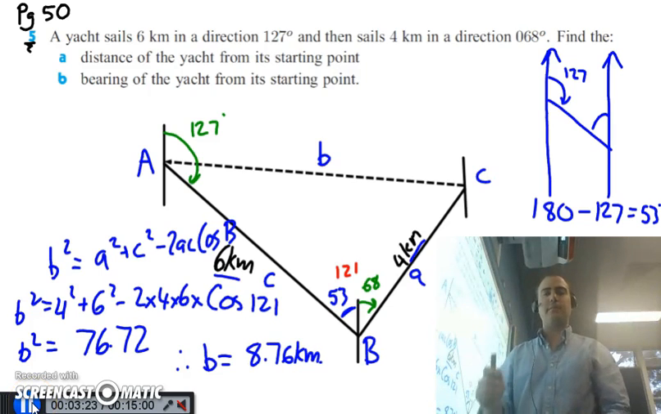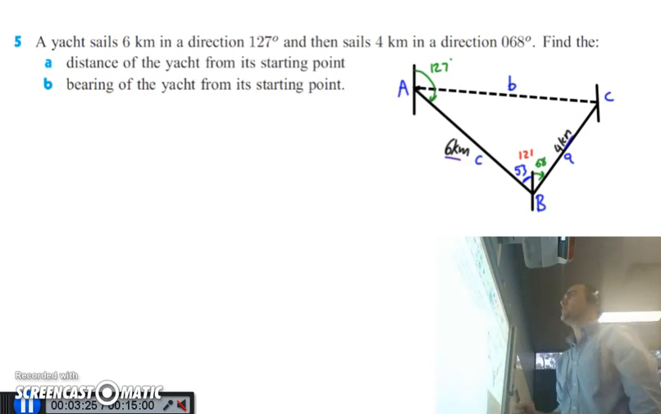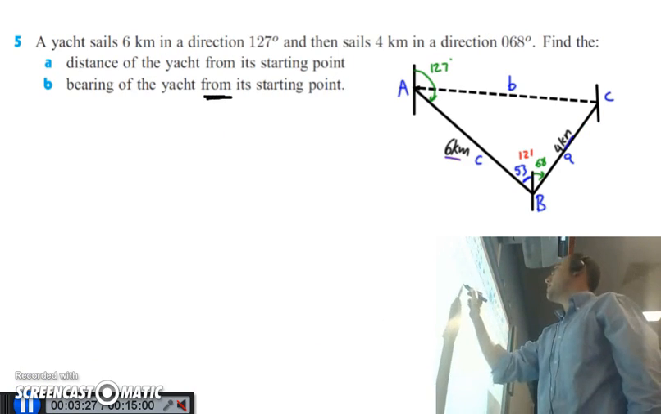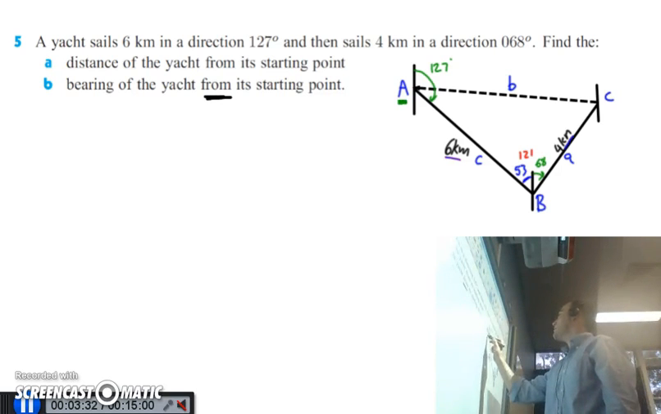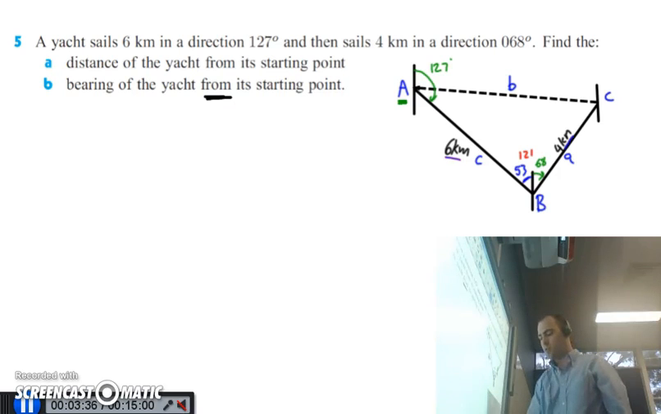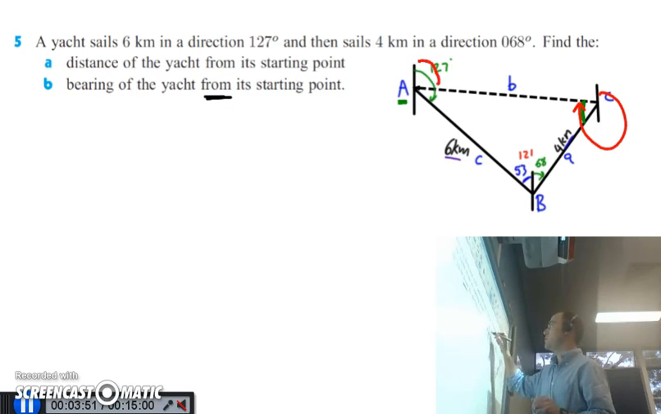Let's move on to part B, which is the bearing and the distance of the yacht from its starting point. So it's saying from part A to get to point C. So we're going to have to use the sine rule here. And to do that, we're going to need to find an angle in here first, and then work out the full bearing right around to this point, and then use our co-interior rule to find that last little bearing.